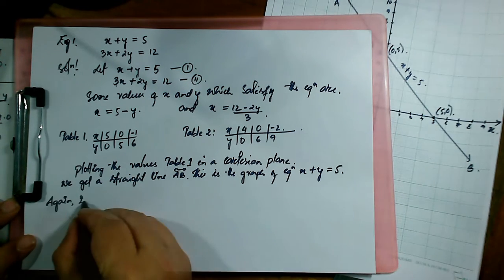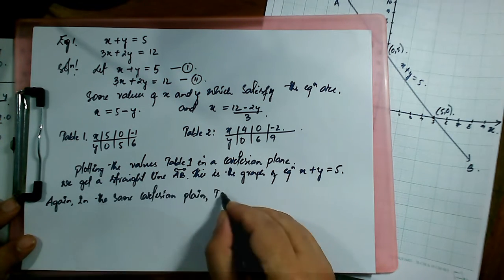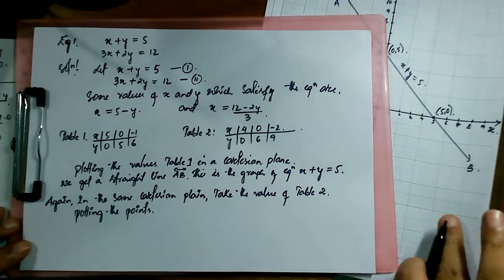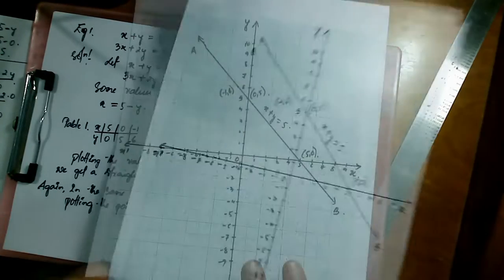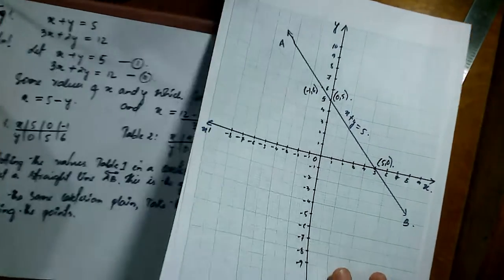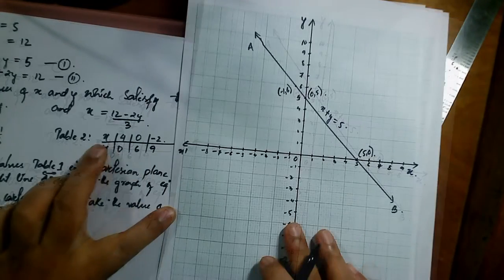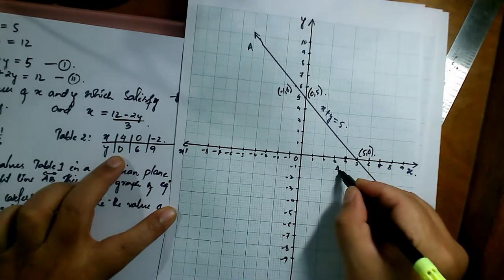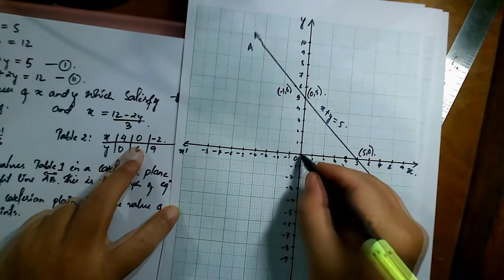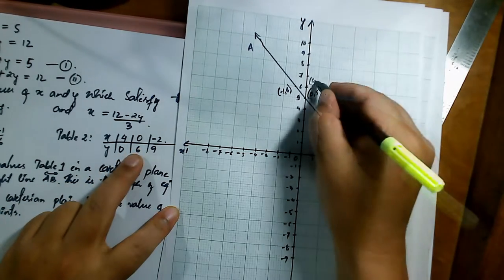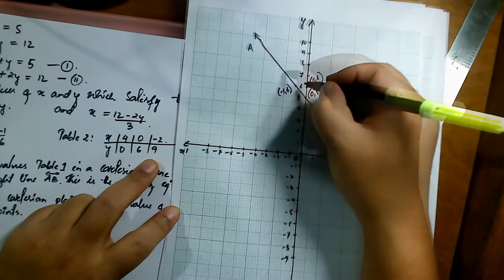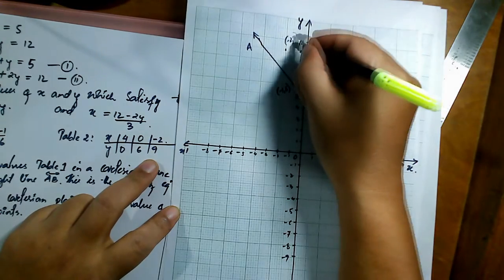And again, in the same Cartesian plane, take the values of table 2 and let's plot them. When x is 4, y is equal to 0, so (4, 0). When x is 0, y is 6, so (0, 6). When x is minus 2, y is 9, so (-2, 9).